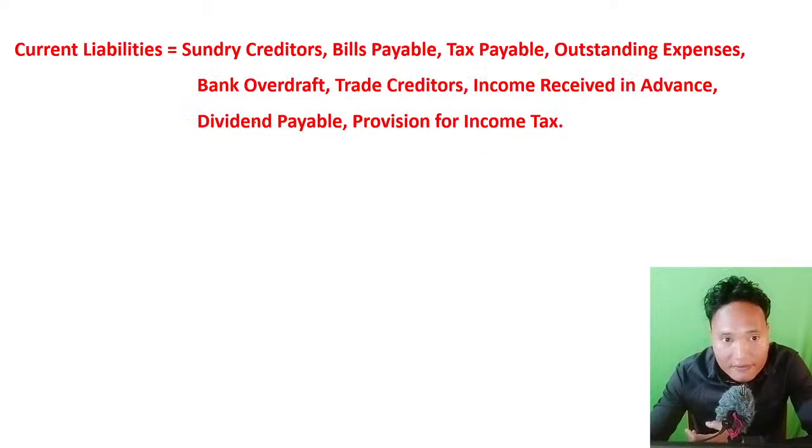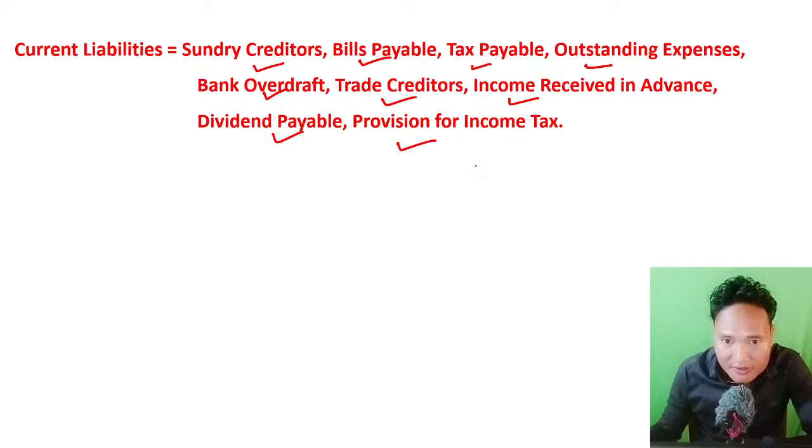Next we have current liabilities. Now what are the various items or particulars that are included in current liabilities? First we have sundry creditors, second we have bills payable, third we have tax payable, outstanding expenses, bank overdraft, trade creditors, income received in advance, dividend payable, provisions for income tax. Already I have discussed all those topics in the previous video. Please go and watch the previous video that I have uploaded on my channel.